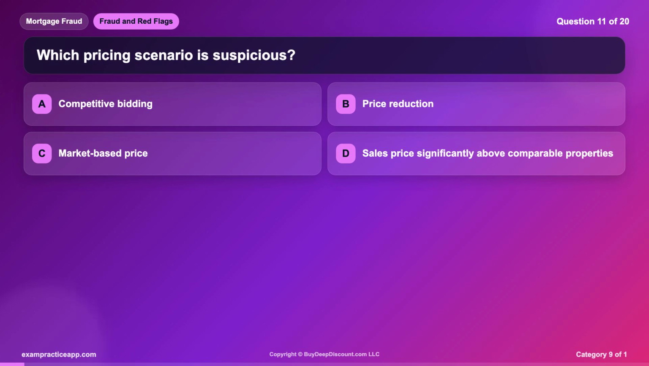Question 11. Which pricing scenario is suspicious? Option A, competitive bidding. Option B, price reduction. Option C, market-based price. Option D, sales price significantly above comparable properties. Take a moment to choose your answer. The correct answer is Option D. Sales price significantly above comparable properties. Explanation. Inflated prices relative to comps suggest fraud.